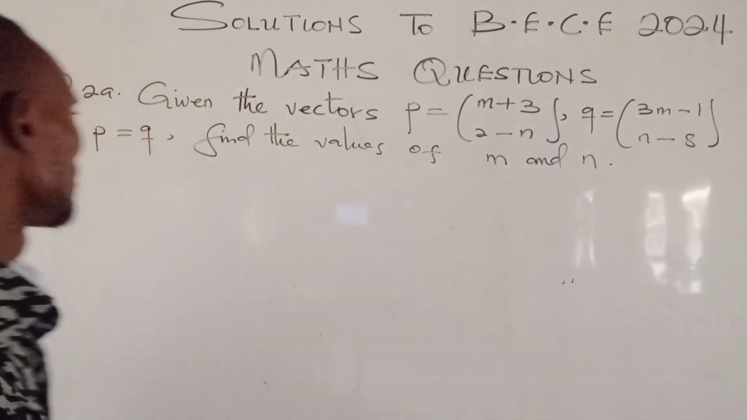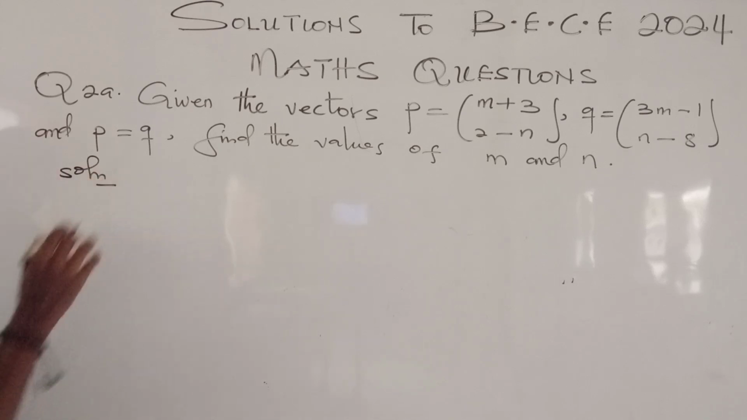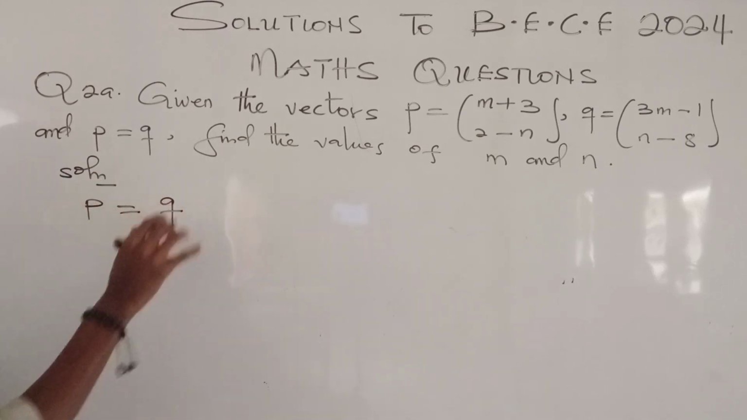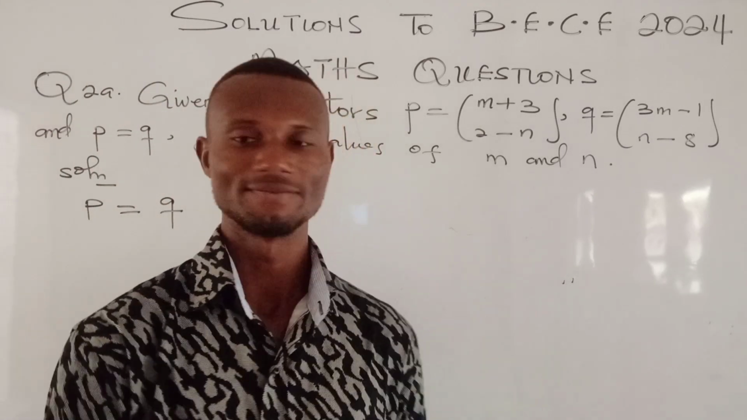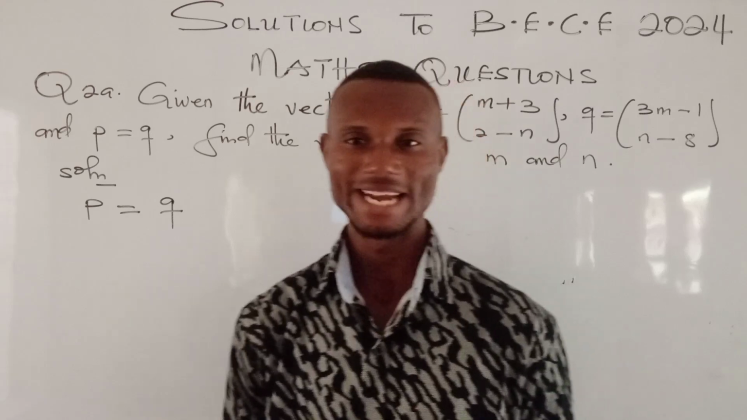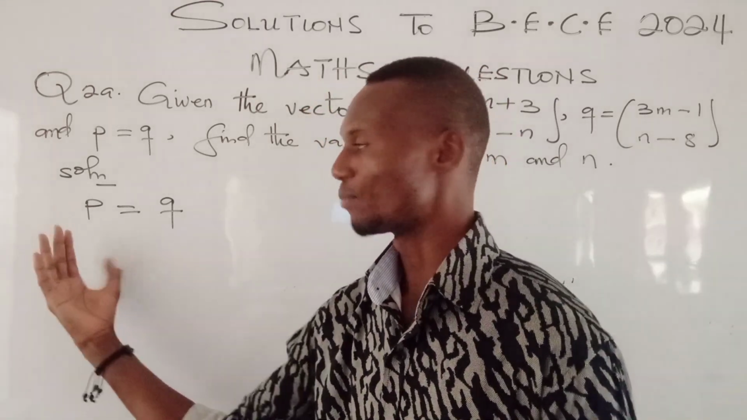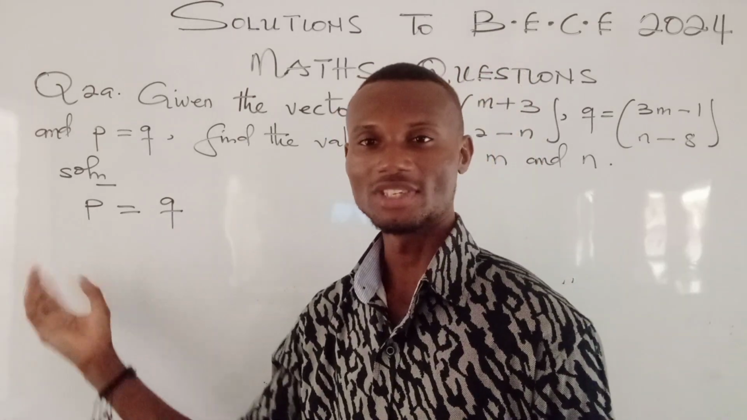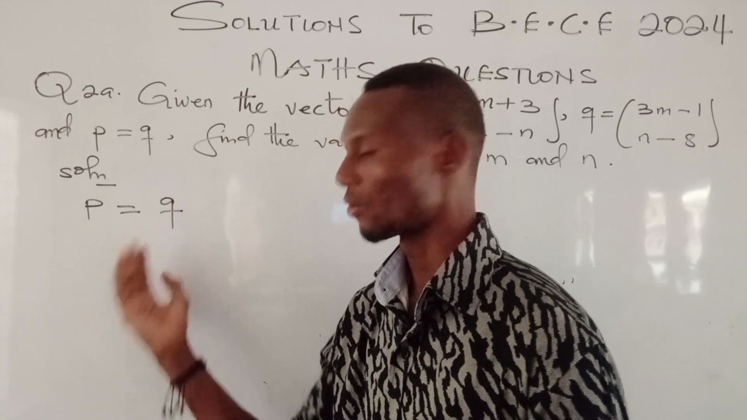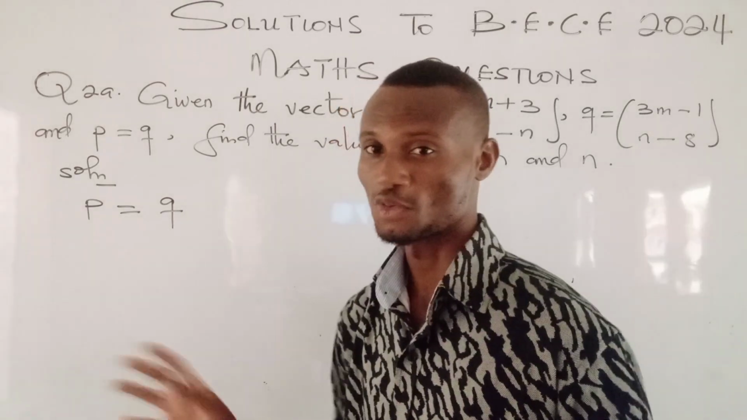Now I'm going to write down my solution, and we are going to do it together. We have that p should be equal to q. This is the condition given to find the values of m and n. All that we need to do is just input the values that were given. Wherever we see p, we'll put the value of p there. Wherever we see q, we'll put the value of q there. As simple as that.